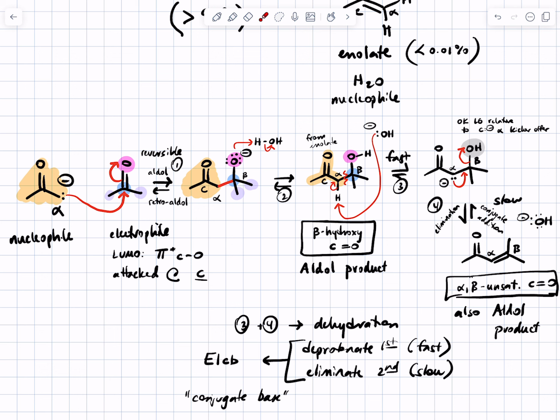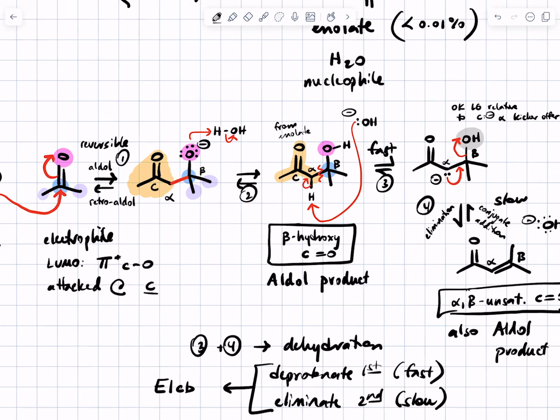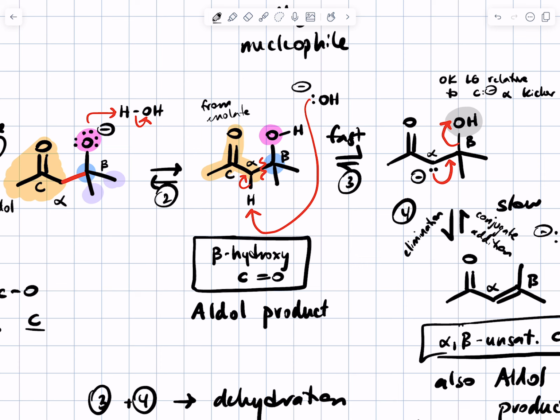I'm sorry, Matt, did you have your hand up and I missed it? Yeah, I was just going to ask, does E1CB always involve an enolate? Is that always what's happening there? E1CB doesn't always involve an enolate, but that's one of the reasons why it happens here, because the enolate is resonance stabilized. Yep. Good.